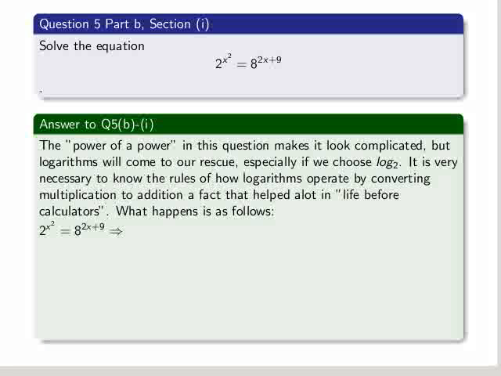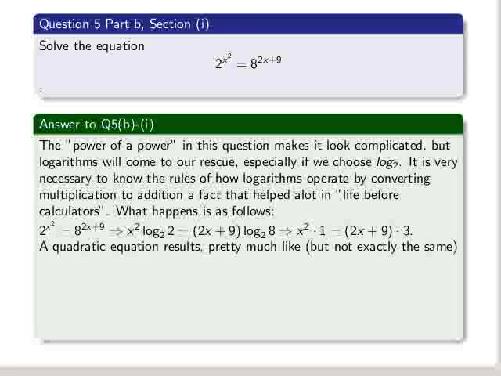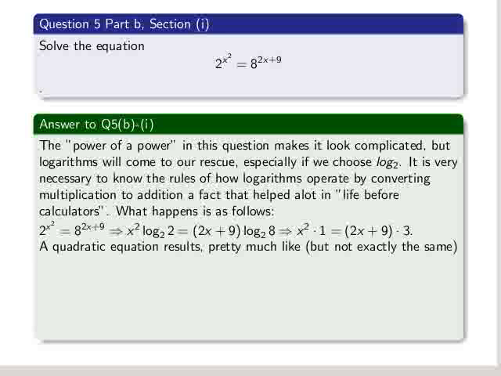We take our equation, and it implies, by taking logarithms on either side, we can take down the powers in either case and multiply them by the log. Okay, now log 2 of 2 actually is 1, and log 2 of 8 is actually 3. A quadratic equation then results, pretty much like, but not exactly the same, as part A of this question.